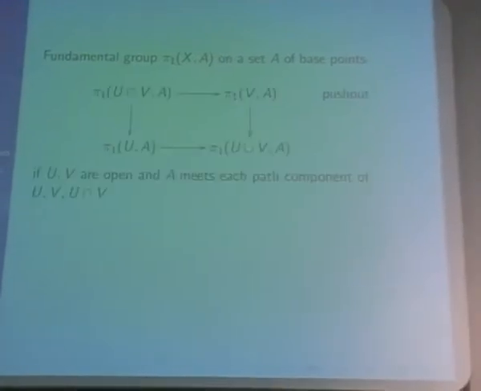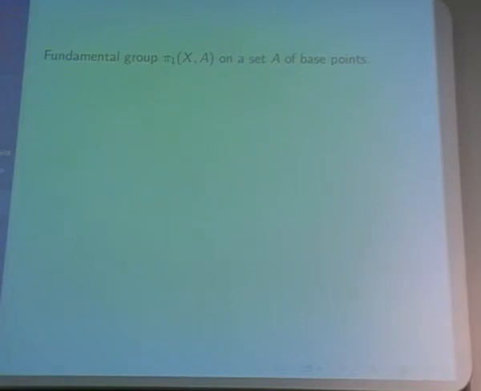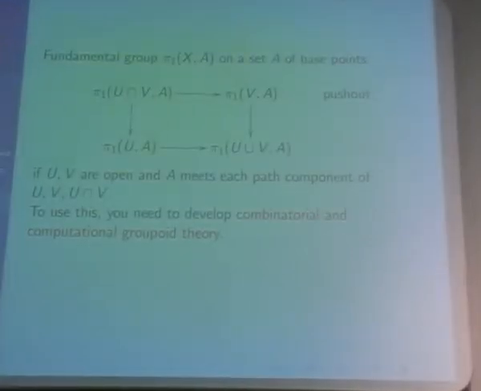So then we look at the fundamental group on a set of base points, and then you get exactly the same theorem for groupoids on a set of base points, where that means the set of paths in U union V joining points of A, and the homotopy classes of those. So to use this, just as the fundamental group is related to combinatorial and computational group theory, you need to do combinatorial and computational groupoid theory.